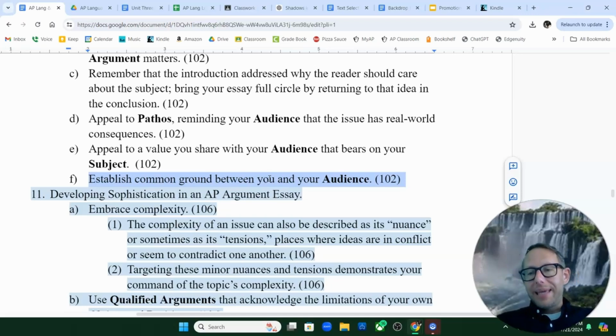Okay. And again, this is your chance in the conclusion, just in case by that penultimate paragraph, they didn't agree with you. You're using pathos, you're using values, you're using common ground, and you're saying, we're the same person. You feel the same way I feel. You think the same way I think. We might as well just be on the same side.